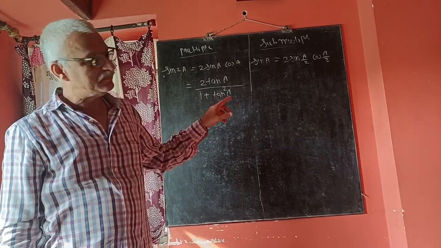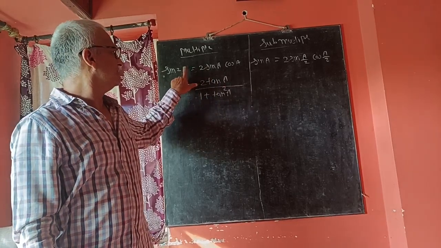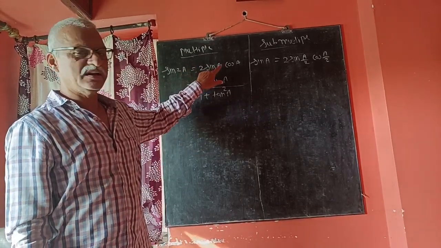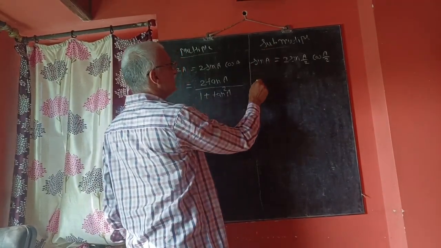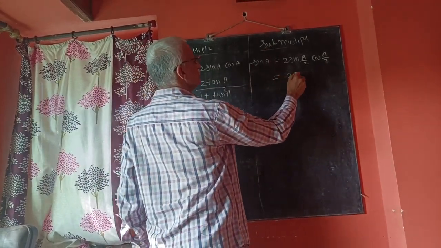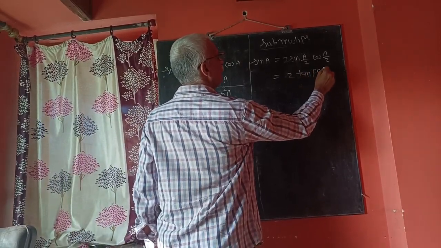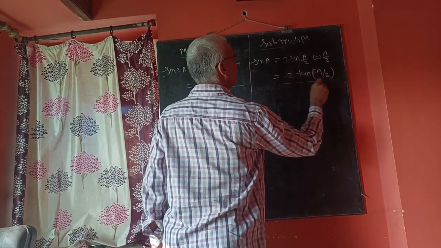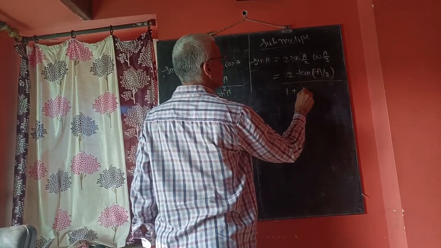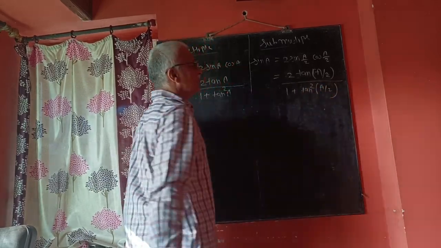This is the formula for sin 2A in terms of tan. This is the formula for sin 2A in terms of sin and cos. The corresponding formula under the heading of submultiple is equal to 2 tan A/2 divided by 1 plus tan square A/2.